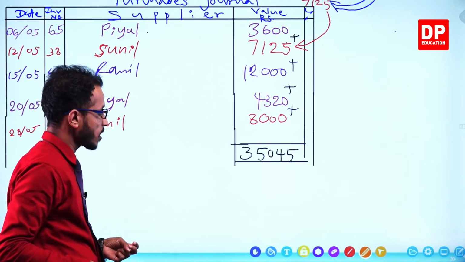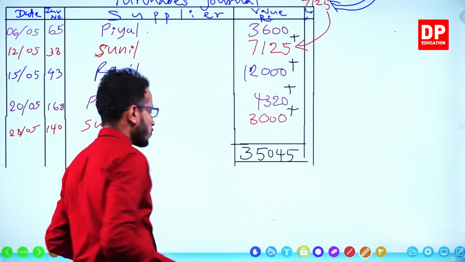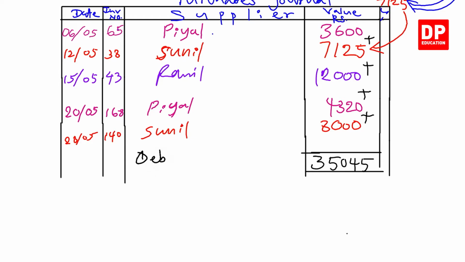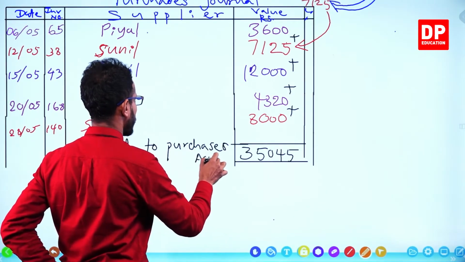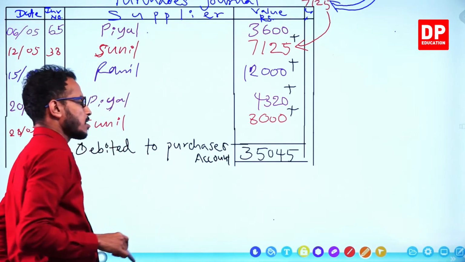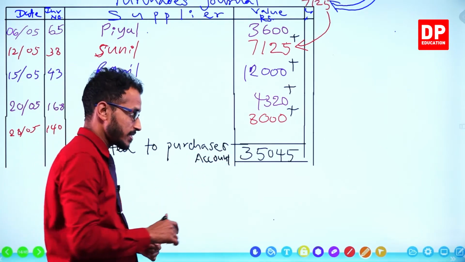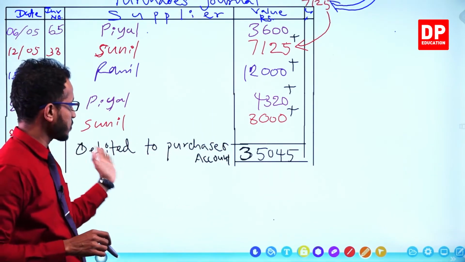Correct? That is the total. You must write this sentence for the final total: debited to purchases account. That sentence you must write for this total purchases of the month. This sentence must be there.